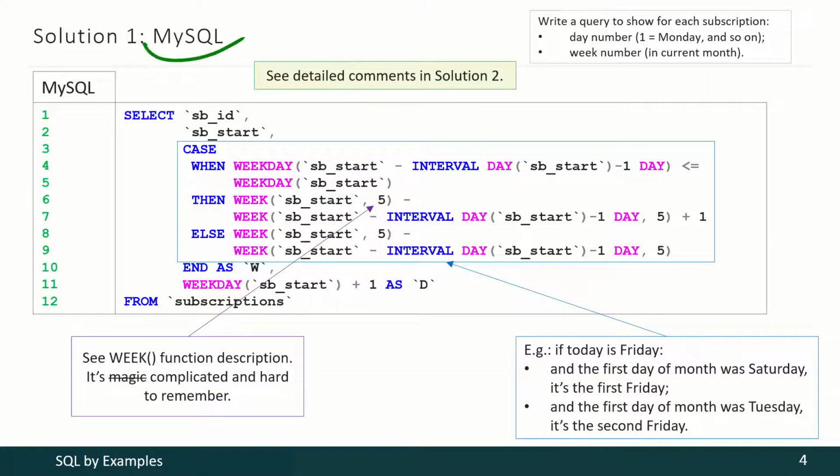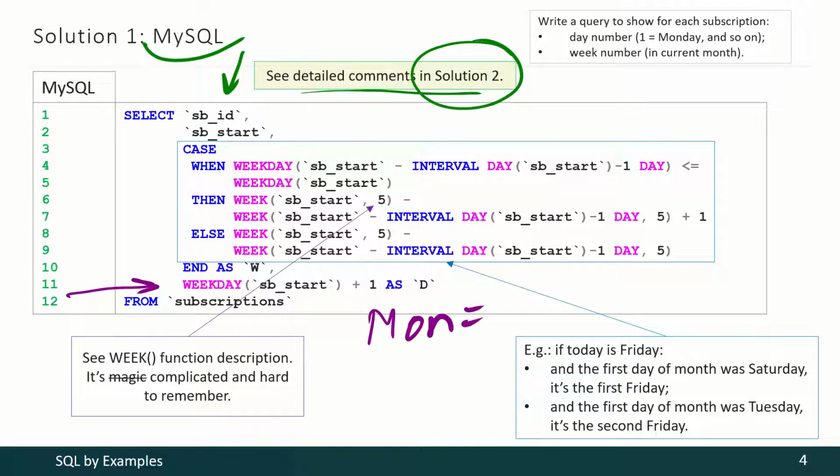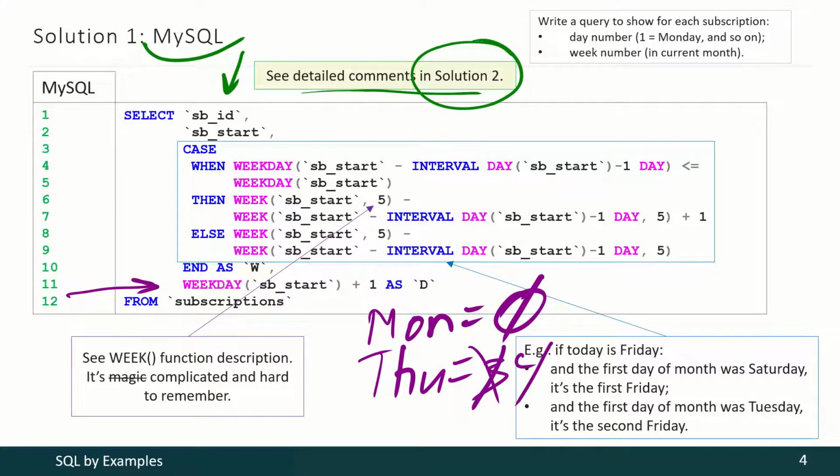Let's start with MySQL. Here we shall see the general concept and details will be described in the second solution. In this particular query, let's start with this line. In MySQL, Monday is the day number 0. So if we are talking about Thursday, in MySQL it would be the third day, but it should be the fourth. So that's why we are adding that one here.